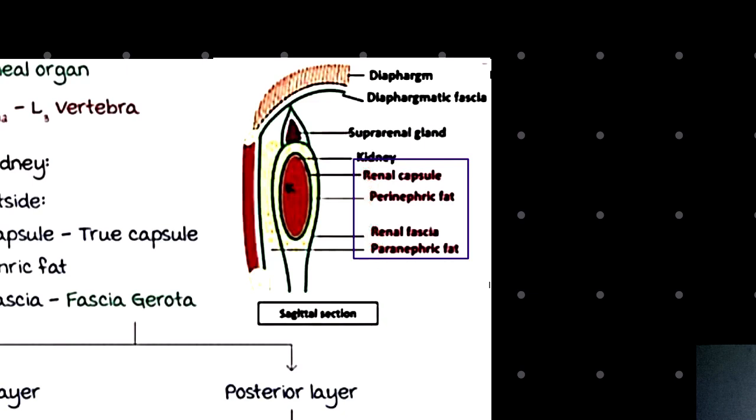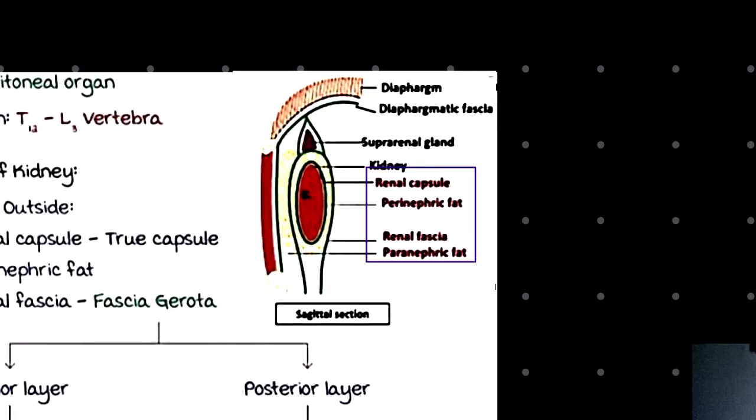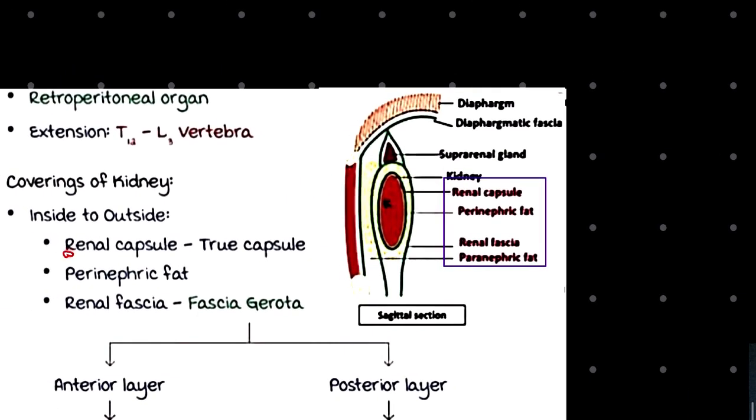Now what is this renal capsule? The renal capsule is the innermost covering, and it is called the true capsule. It covers the entire kidney. It is a fibrous layer that covers the entire kidney, renal sinus, and pelvis. You can see right here our renal capsule.